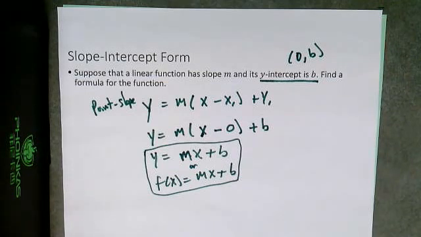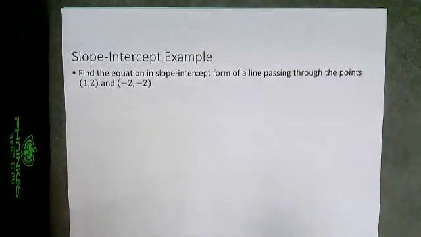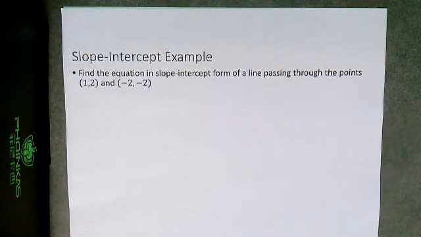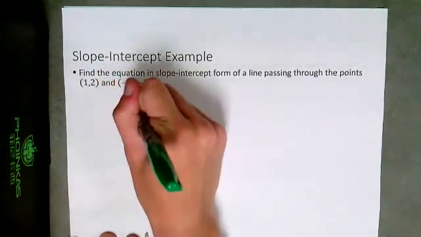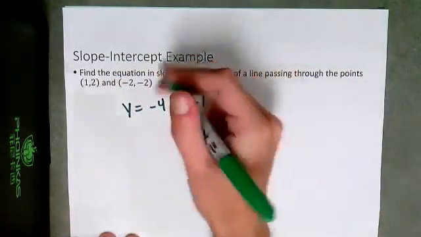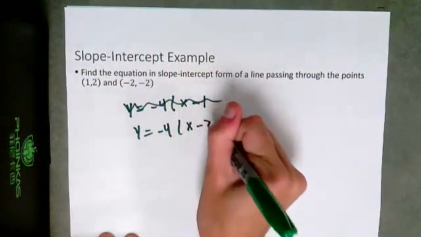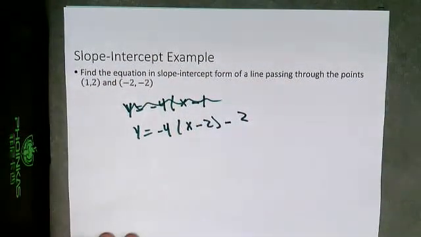Okay, so we now have slope-intercept form. Let's go on to an example. Find the equation in slope-intercept form of a line passing through these two points. Well, you'll notice these are the exact same two points as last time. So from last time, we had y is equal to -4 times x minus 2, minus 2. That's what we had from the last example, right?